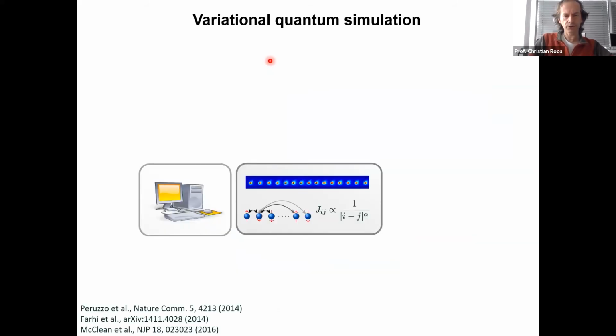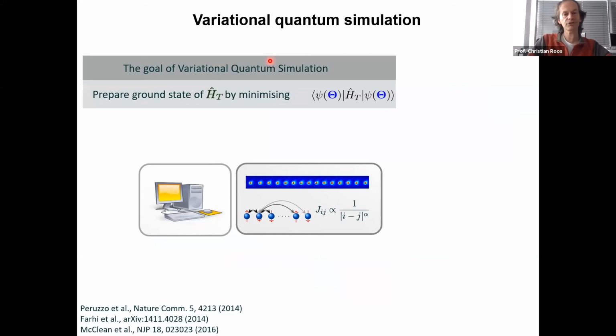And the way to do this in variational quantum simulation is sketched here. So imagine that we want to prepare the ground state of such a Hamiltonian by finding the minimum energy of the Hamiltonian with respect to this family of states that we can produce in the lab. We cannot produce the Hamiltonian, but we can produce the states that we're interested in. And so what we do is we have our control computer tell our experiment to produce one of these states here.